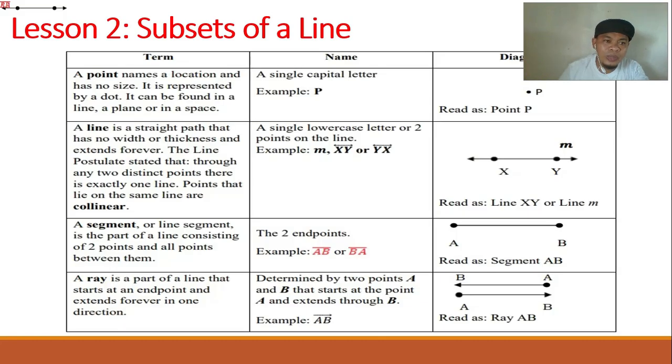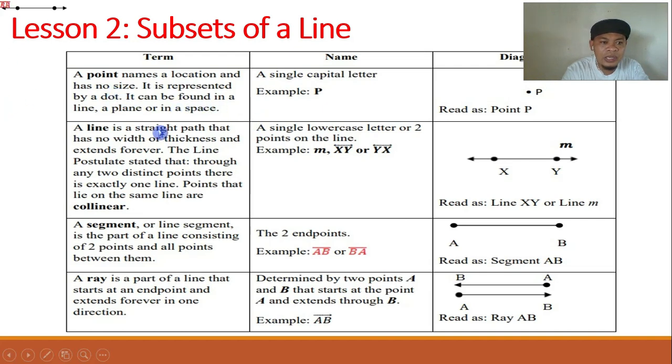For our lesson number 2, we have subsets of a line. So, we have here first column, the term, second column, the name, and the third column is the diagram. So, a point names a location and has no size. We know that the point has no size, no thickness, no height, or whatsoever. And it names a location. Di ba? For example, yung map, may nakalagay na dot. So, the capital of the Philippines, di ba? Dot, Manila. Okay. So, it is represented by a dot.